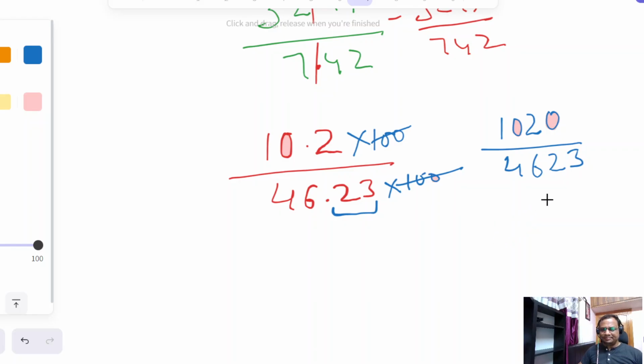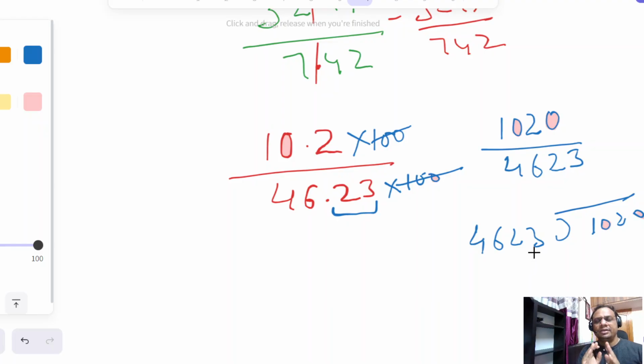Make sense? And now divide it. You know how you divide, same way we can just proceed. Make sense, right? So what do we need to remember in division? In division, we have to make the denominator decimal free, and you have to multiply with 10, 100, 1000 depending upon the number of decimal places.